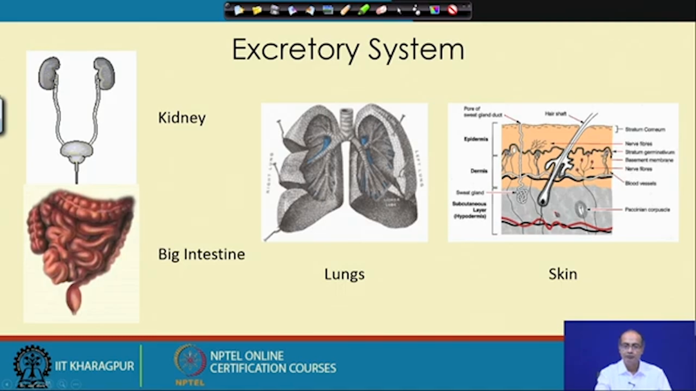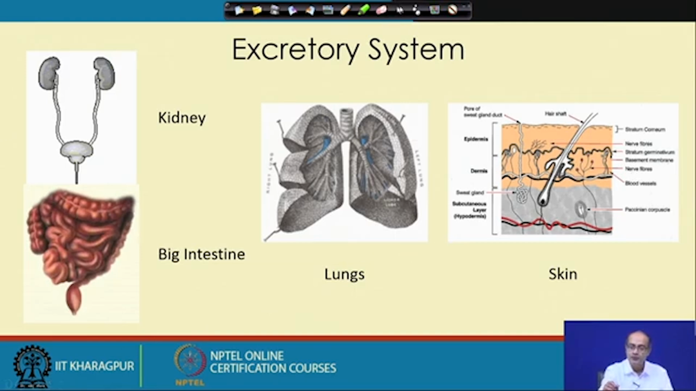Okay. So, the excretory system is a very important system. If one of them gets damaged or does not work, life is not possible. Just because it is doing waste management, we should not think that its role is in any way less than any other system in the body.